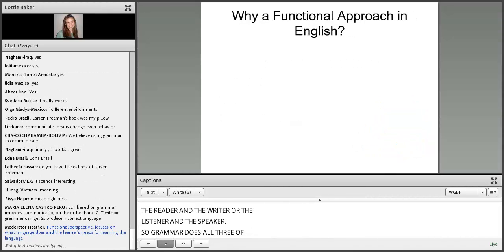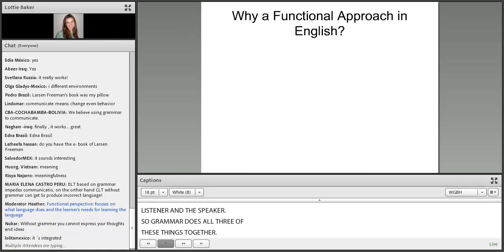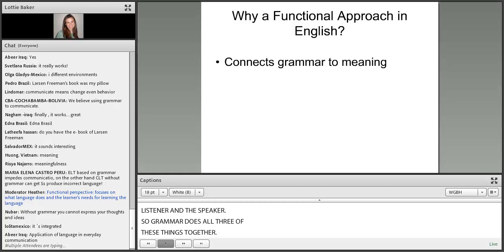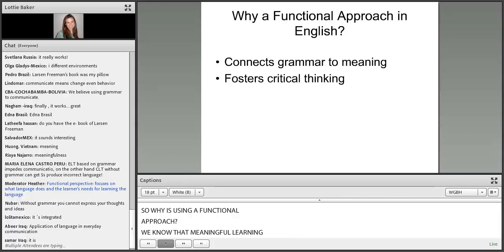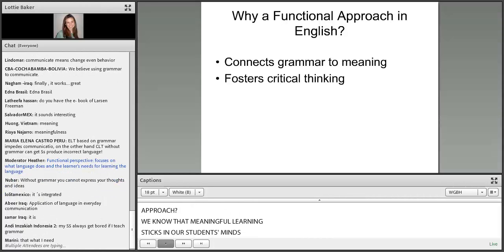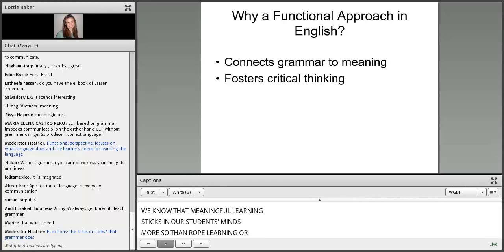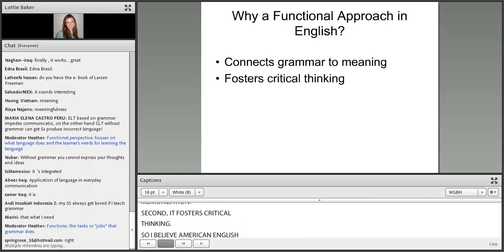So why is using a functional approach important in English teaching? Here are some reasons why it might be a good idea to try this approach. First, it connects grammar to meaningful concepts, and we know that meaningful learning sticks in our students' minds more so than rote learning or memorization. Second, it fosters critical thinking. So I believe American English recently had a series of webinars on the importance of these higher thinking skills.